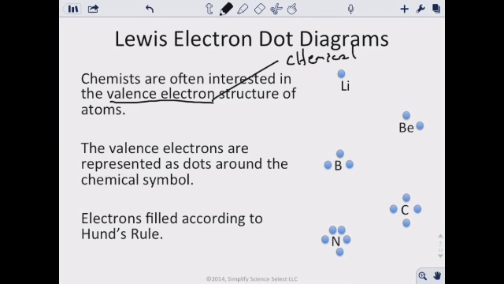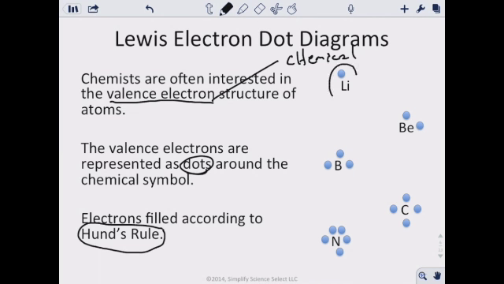Now, the valence electrons are represented as dots. Looking over here at lithium, that dot right here represents a valence electron, and it's just around it. Electrons fill according to Hund's rule, which we talked about when we covered electron configuration. Hund's rule says that every orbital will get 1 electron before it gets 2.